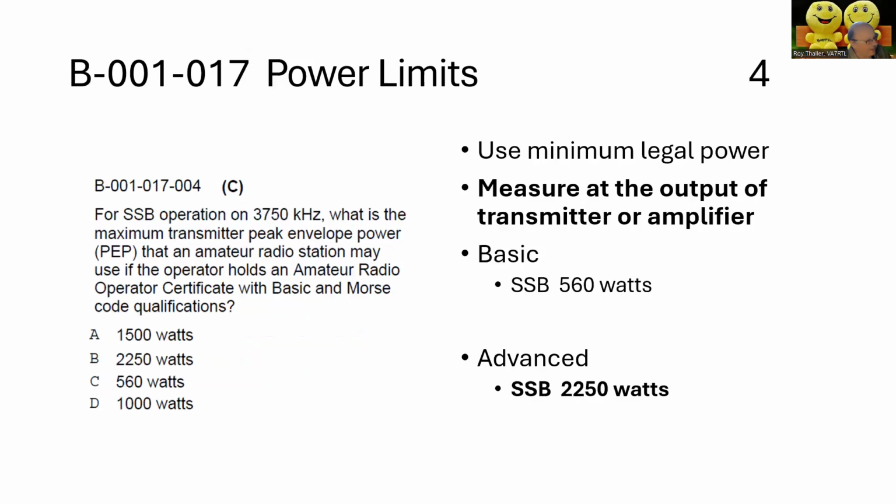For single sideband on 3750 kilohertz, what is the maximum transmitted peak envelope power that an amateur radio operator that holds a basic and Morse code qualification can transmit? So in this case, because they don't hold an advanced, it drops from 2250 down to 560 watts. So C is the correct answer.